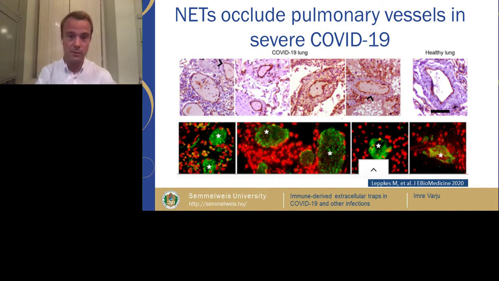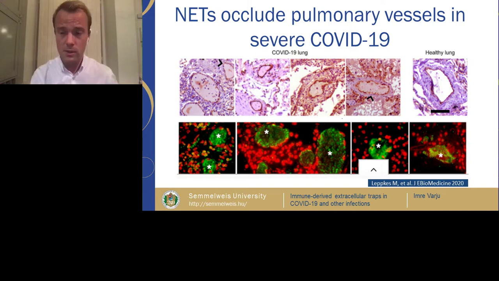You will see and appreciate in this publication from Lapkus and colleagues in this subset of Lancet that they identified that COVID-19 lungs are actually filled with capillaries that are filled with thrombi that contain NETs. And this is especially in severe COVID-19. Down here in the second panel at the bottom, you will see that DNA is stained with red, while citrullinated histones are stained with green. You can see that these thrombi are really rich in citrullinated histones, which are a hallmark of NET formation. So we know that there is some netotic activity in the vascular complications in these patients.